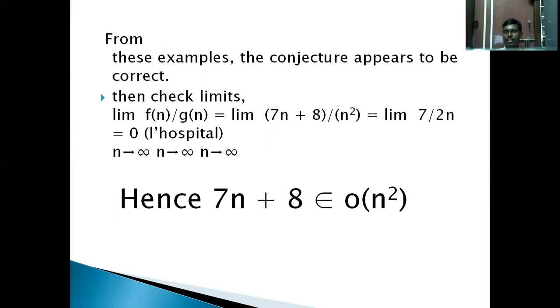From these examples, the conjecture appears to be correct. Then check, meaning if the c values and n values are satisfying that f of n is less than c into g of n, then check the limits. That is, limit n tends to infinity, f of n by g of n is equal to limit 7n plus 8 by n square. Substitute the n values in this and you will get limit 7 by n, by following the L'Hospital rule. Hence 7n plus 8 belongs to order of n square.